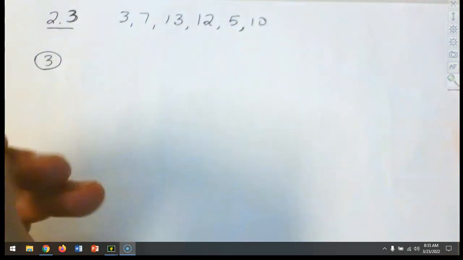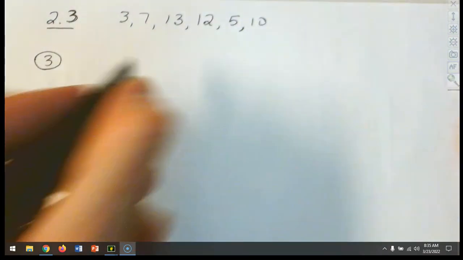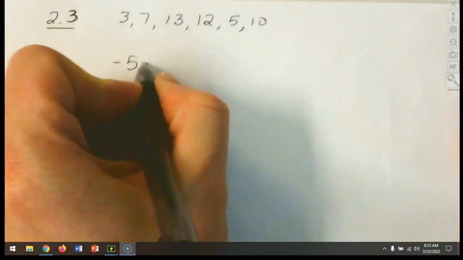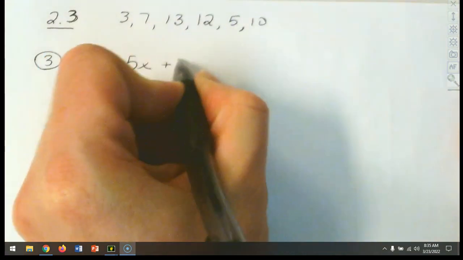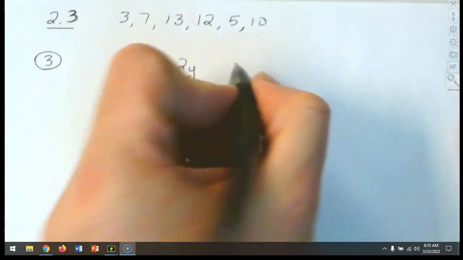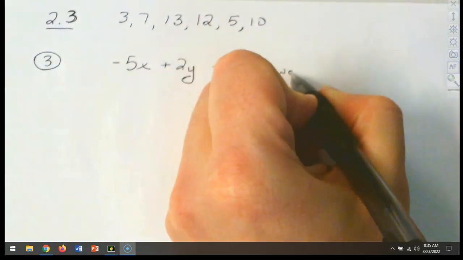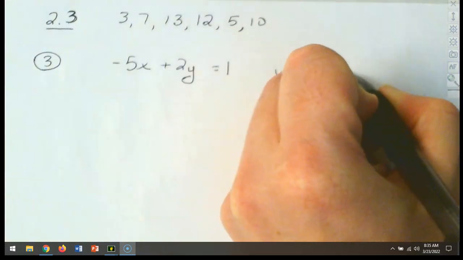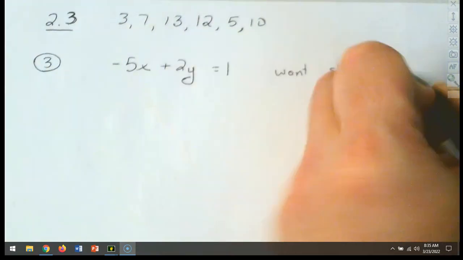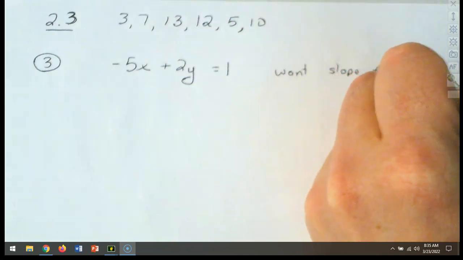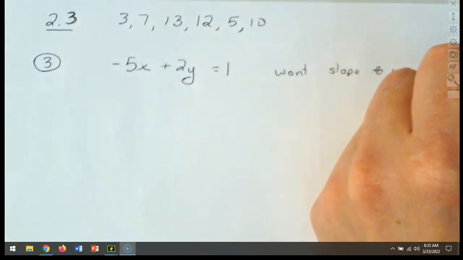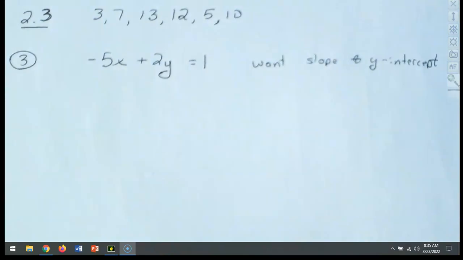Now on this one, they want you to find the slope and the y-intercept. So we have minus 5x plus 2y equals 1, and we want the slope and the y-intercept. Okay, so that's what we're going to try to find. Let me adjust that focus a little more.